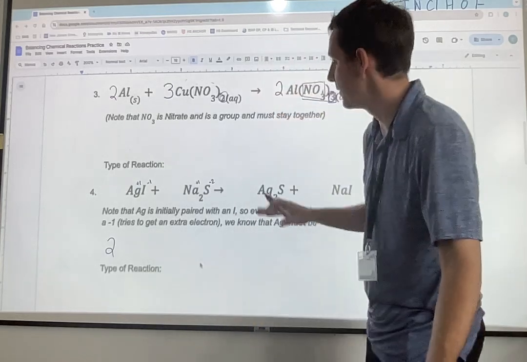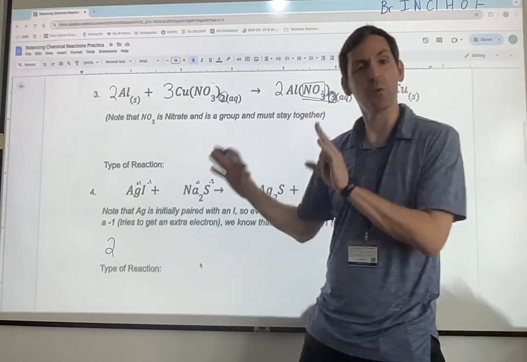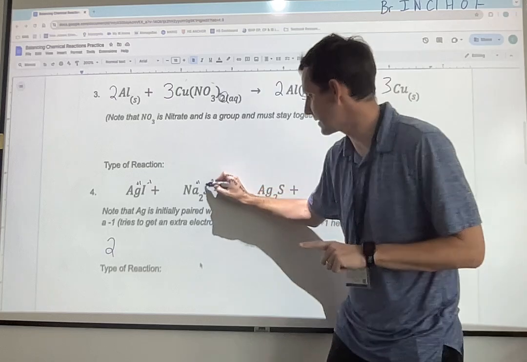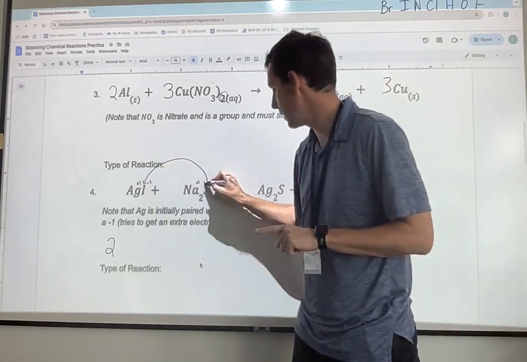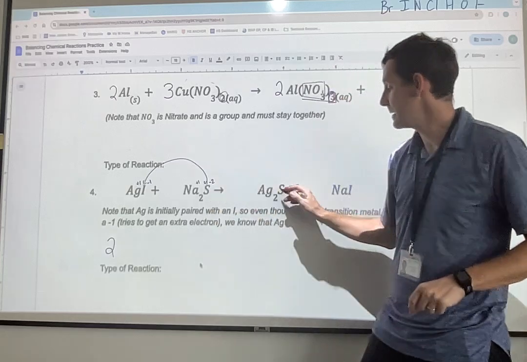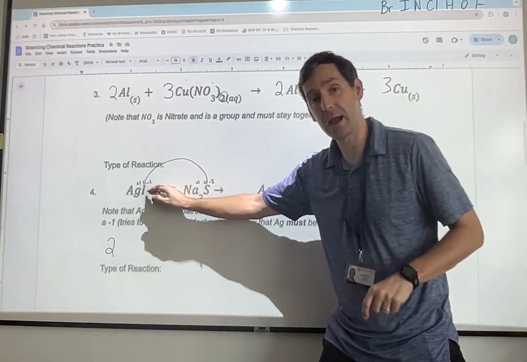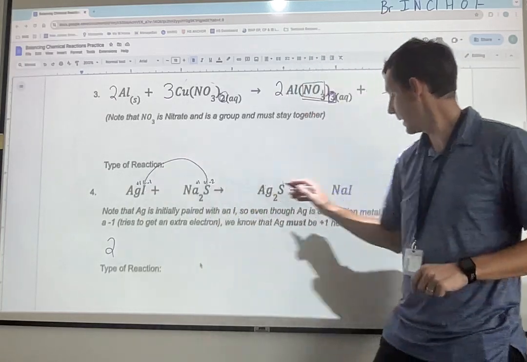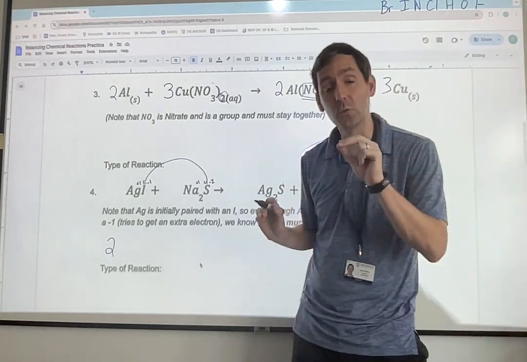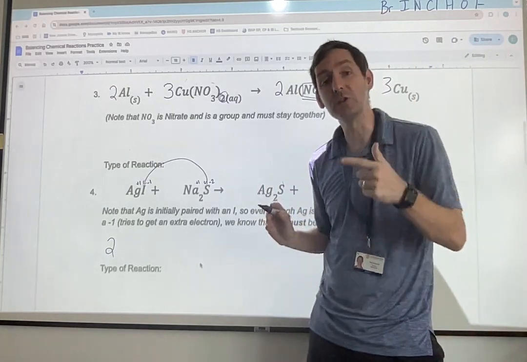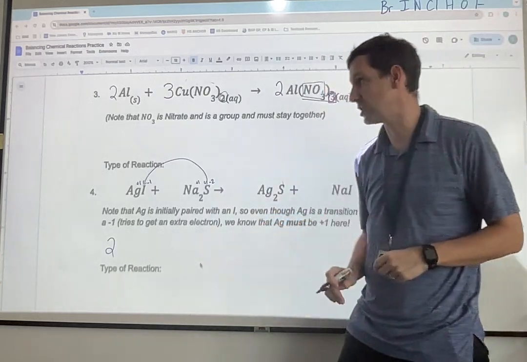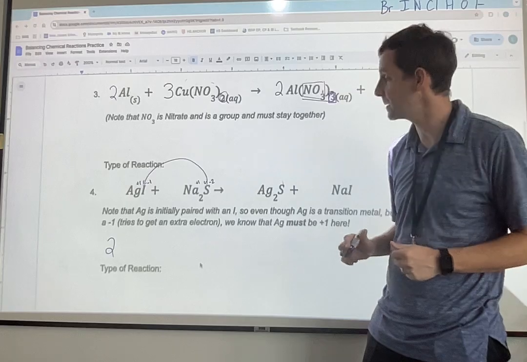Okay? So if we look at this, it looks like we have AgI and Na2S. Notice that the S and the I swapped places. You had AgI and Na2S. Now the S has gone over to the I, and the I has gone over here with the Na. So that's what we call a double replacement or a double displacement reaction. All right? So that's what the type of reaction is. It's a double replacement or double displacement.